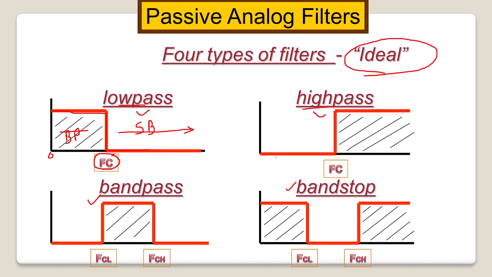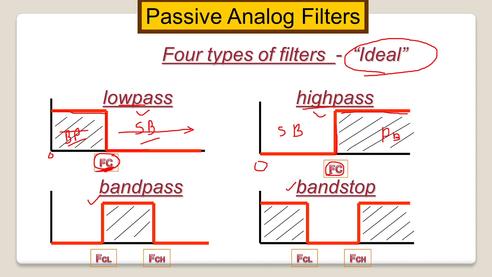Same in the high pass filter: from 0 up to a certain frequency, that certain frequency is called the cutoff frequency, FC. Up to that it is the stop band, and after that the frequencies get passed up to whatever the frequency is. That is the pass band. So this is the difference between high pass and low pass. Both have a pass band and a stop band, but in the low pass filter it passes up to the cutoff frequency, and in the high pass filter it starts to pass the frequency from the cutoff frequency.